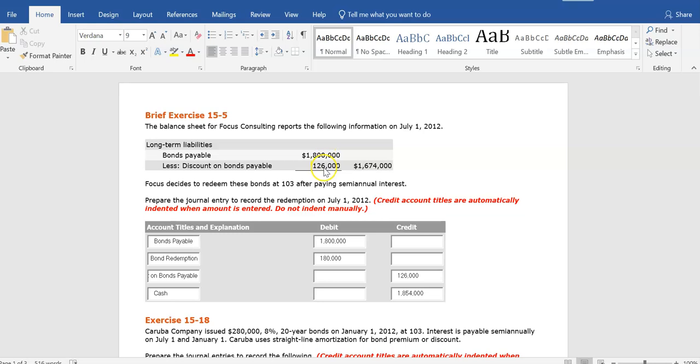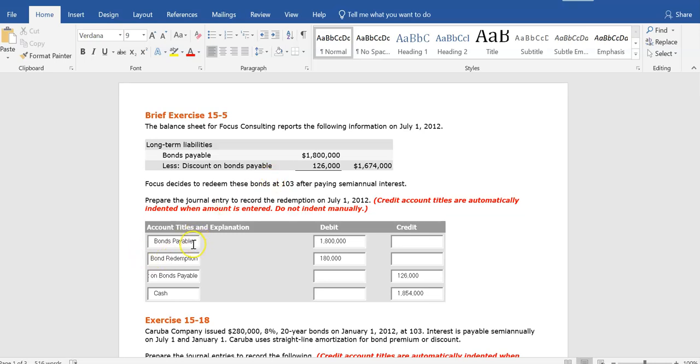We have bonds payable less the discount on bonds payable to get the current carrying value of the bonds. The company is deciding to redeem these bonds at 103 after paying semi-annual interest. What this means is that they are going to pay 1.03 or 103% of their face value. They're going to redeem them or pay them off, buy those bonds back from the bond holders.